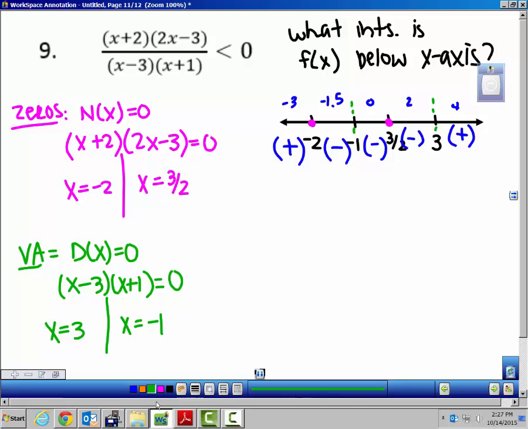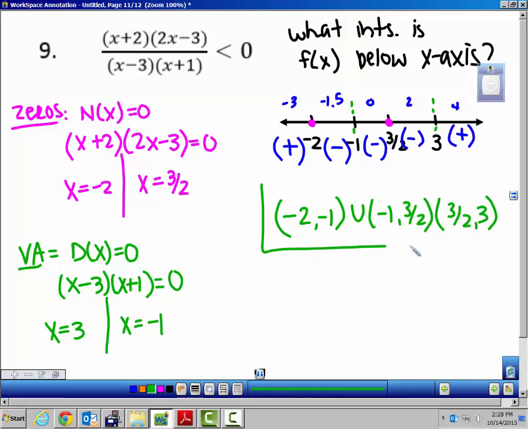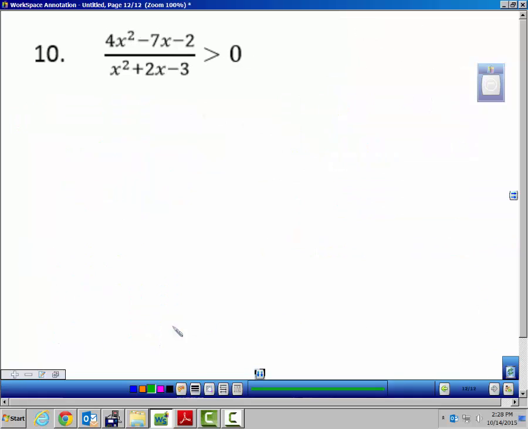You cannot simply state, though, -2 to 3, because we are not negative when we are at a vertical asymptote, and we are not negative when we are on the x-axis. So you have to actually list it as 3 separate intervals. So you would say -2 to -1, union -1 to 3 halves, union 3 halves to 3. And you can always type your equation into your calculator and double check and verify what you found.